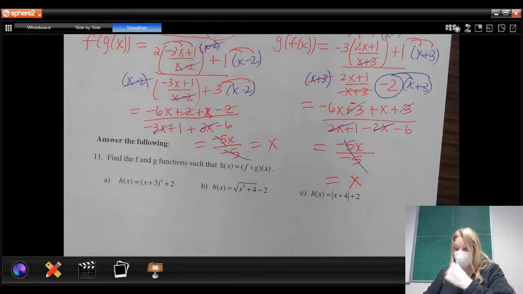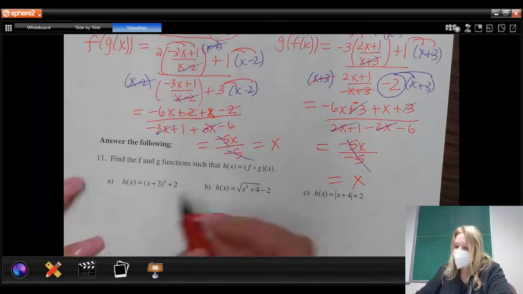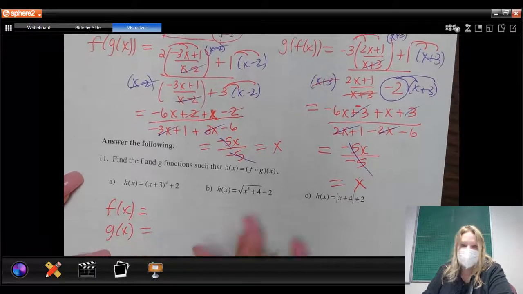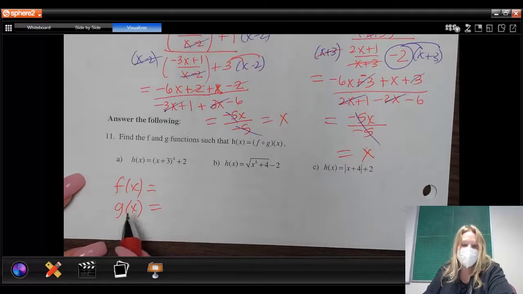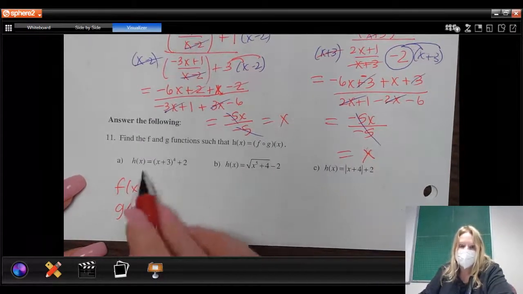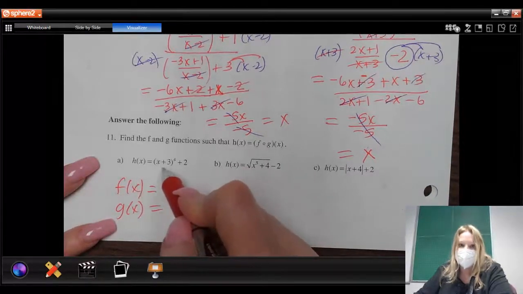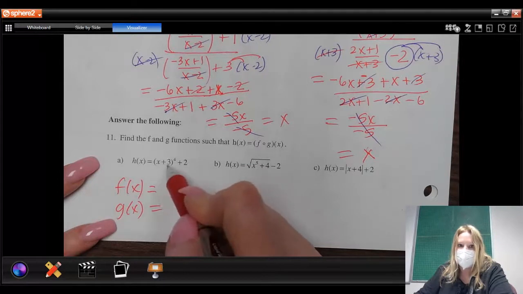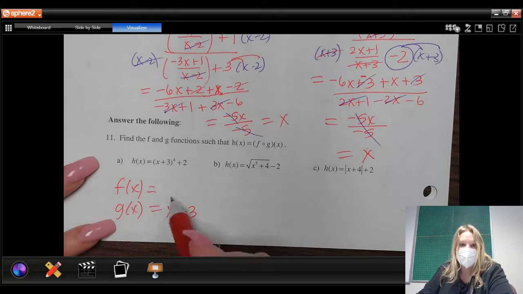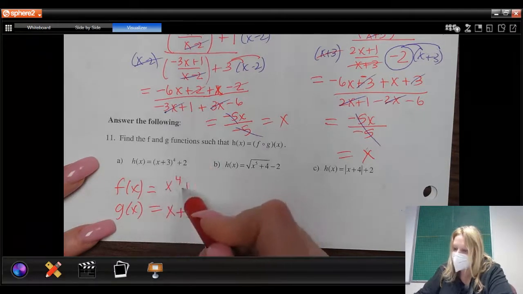Find the f and g functions such that h of x equals f of g of x. So this is kind of a working backwards. We want to find the f of x and the g of x function such that when you put g of x into f of x, you get the h of x function. So when we did this, I said, make your g of x the thing inside the parenthesis.